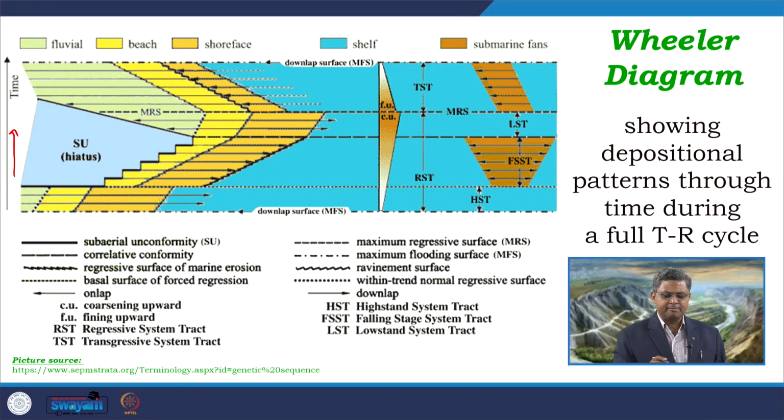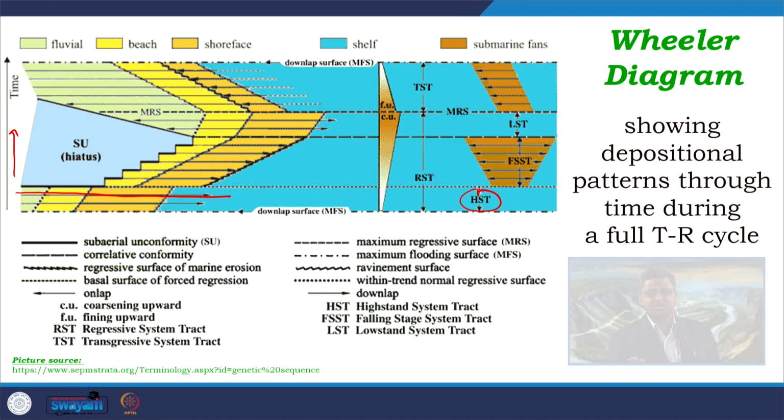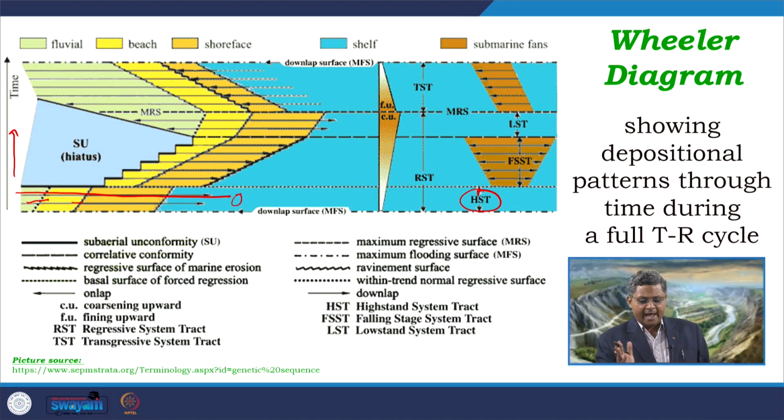So, if you take any time plane, for example, if I take this particular time plane, so along this time plane, this is a part of HST. So, we know during HST we get normal regression. So, during normal regression, what happens? The fluvial system will prograde, the beach system will prograde, shoreface system will prograde, each of them will be prograding, and finally we are reaching into the shelf system, where also we are getting progradational pattern. And the shelf system is a condensed section, as I have told you in the previous diagram. So, during this entire shelf area we get similar type of phases, similar type of depositional condition.